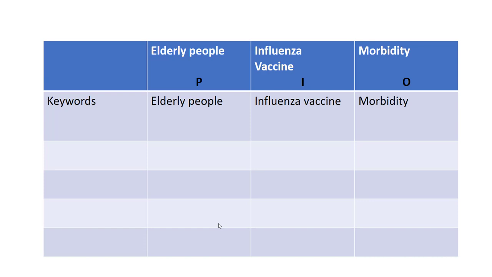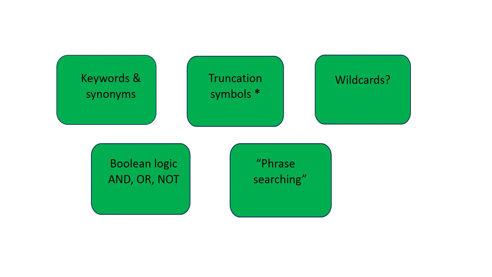To organise my concepts, I'm going to start a table in PowerPoint. You could create one in Word or with paper and pencil, making a column for each concept. I'm going to add some more synonyms to these columns shortly. Before I do, let's look at some useful search techniques.